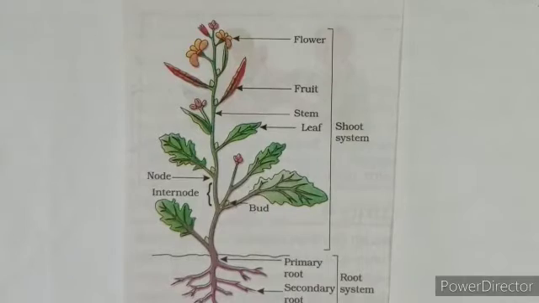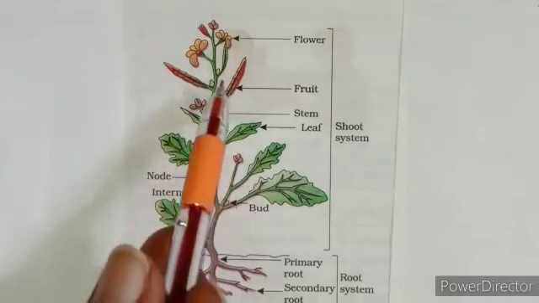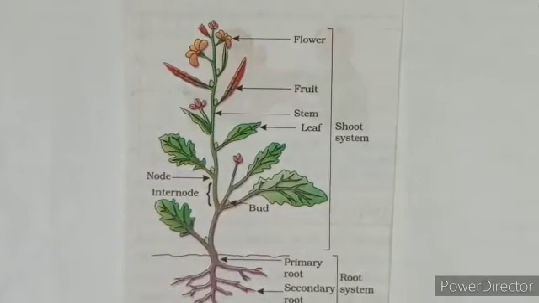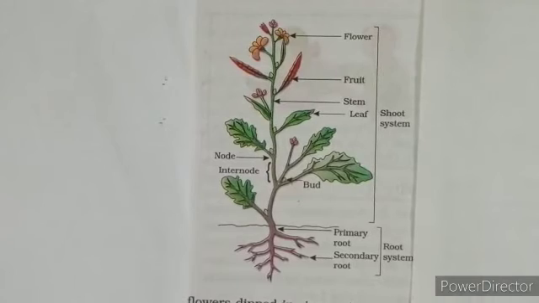Okay. And the main function of the stem is that it passes food and water to all parts of the plant. The stem carries water and minerals from roots and food from leaves to all parts of the plant. Okay. Students, now let's watch a small video about the stem.